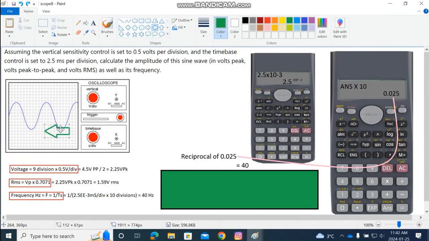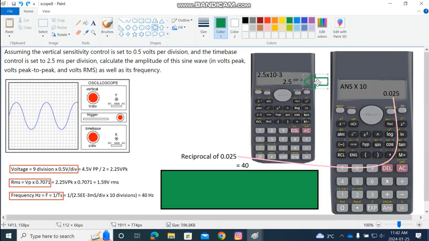Frequency: calculating frequency, we're going to count over all the divisions from the start as it goes up, all the way down to the negative cycle and back to the 0 point again. And we're going to count those divisions. I counted 10 divisions. And each division is equivalent to 2.5 milliseconds, right? So punching it into the calculator, I would say 2.5 milliseconds.